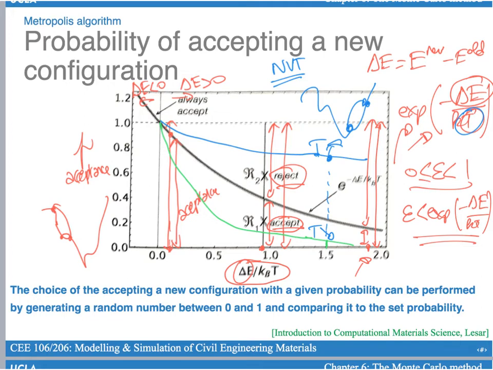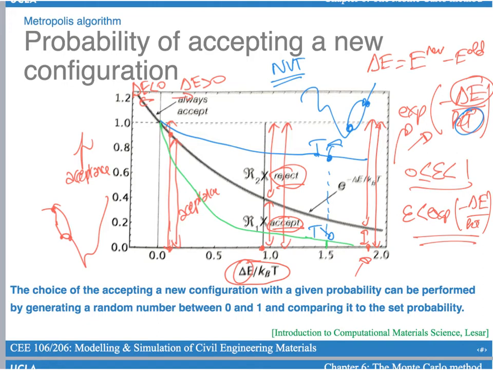The higher the temperature, the more you will accept moves in general, even though they increase the energy a lot. And the more you decrease the temperature, the more you will refuse all those moves that increase the energy too much, and the more you will favor those moves that either increase the energy just a little bit, or even better, decrease the energy. So depending on the temperature, the ratio of those moves that either increase or decrease the energy that you are accepting or refusing will change.